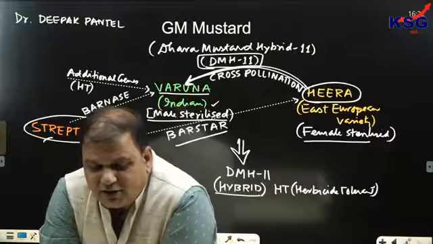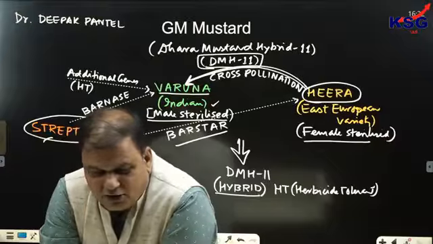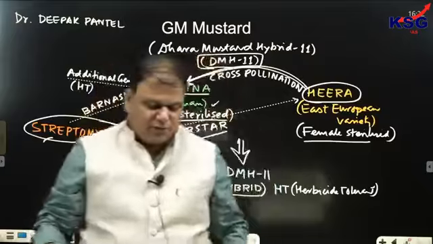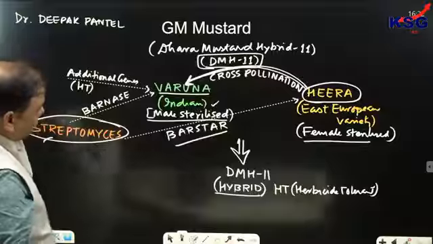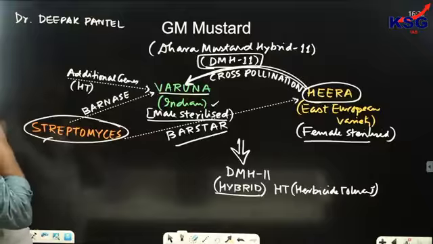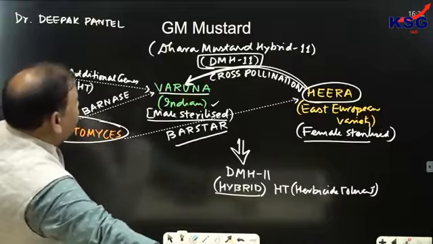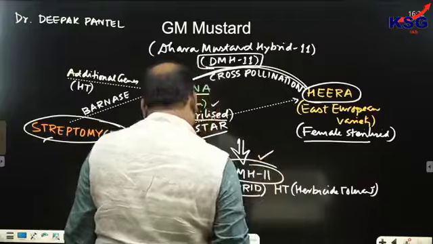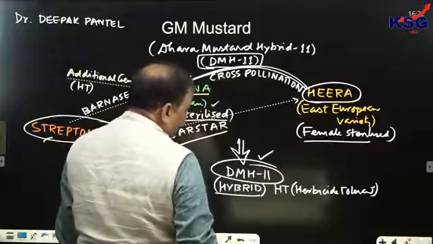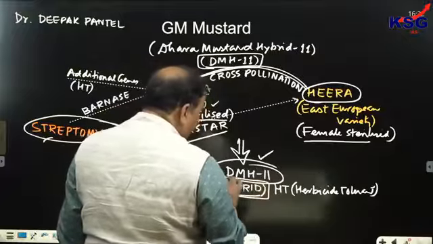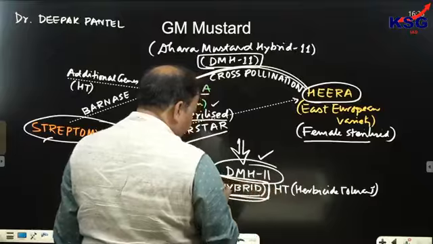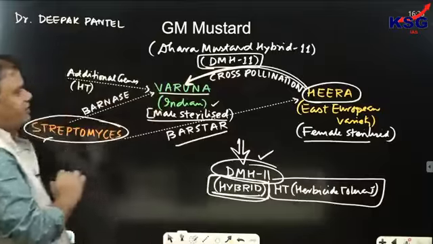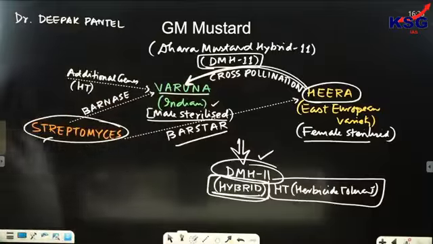And cross pollination was conducted between the two. The resultant variety DMH11 is not only hybrid, but also HT in nature. HT in nature means herbicide tolerant in nature.